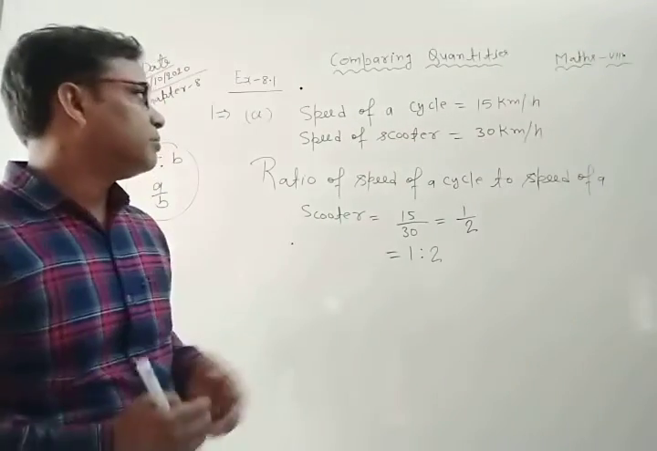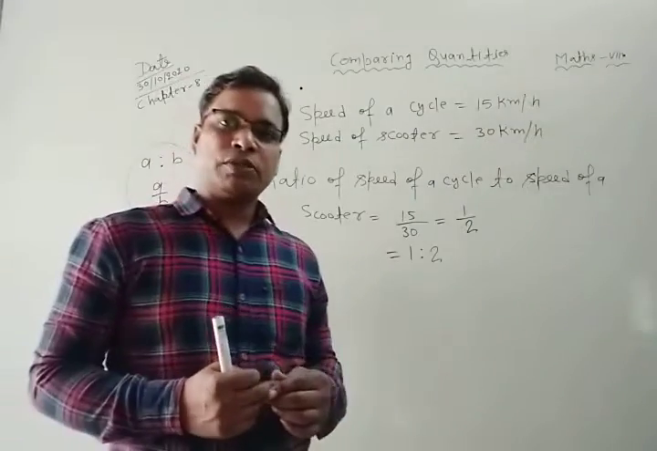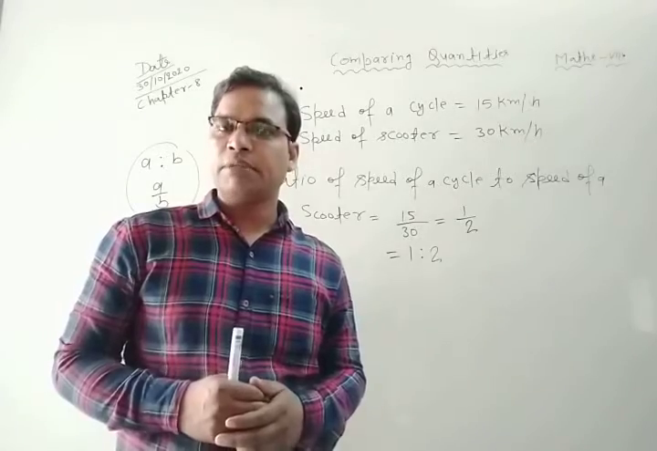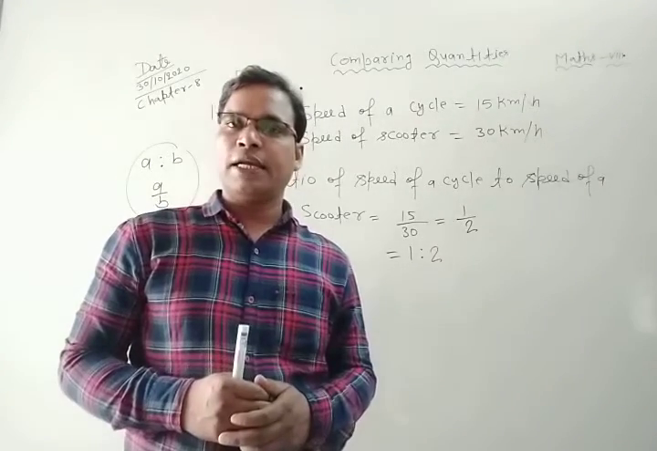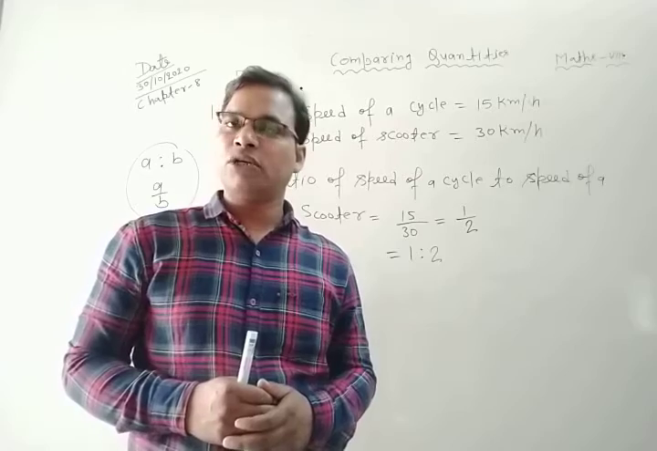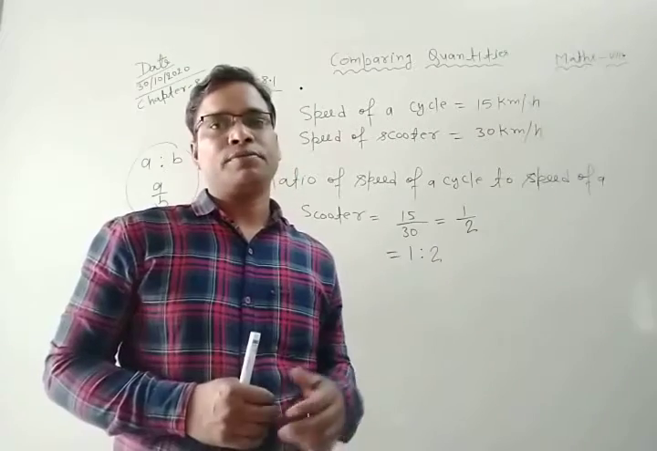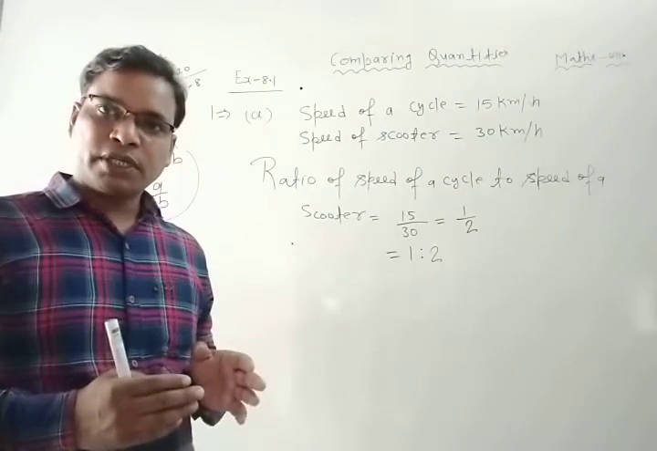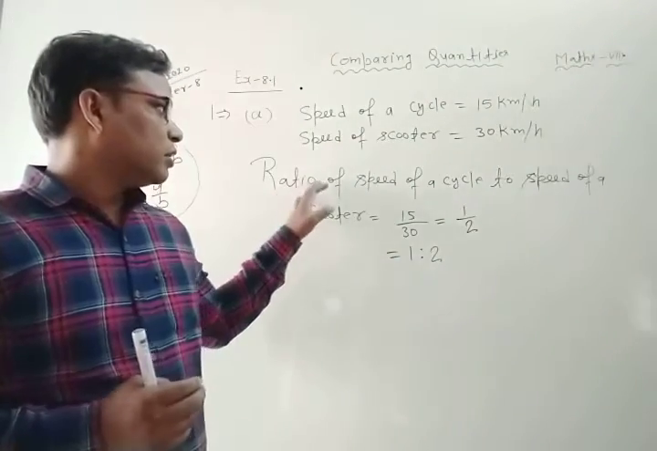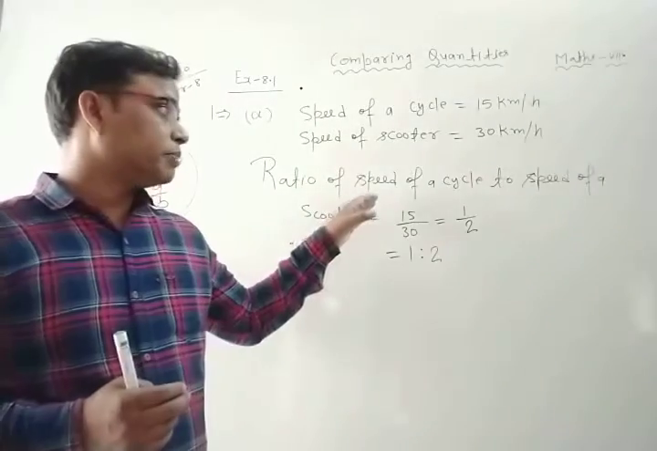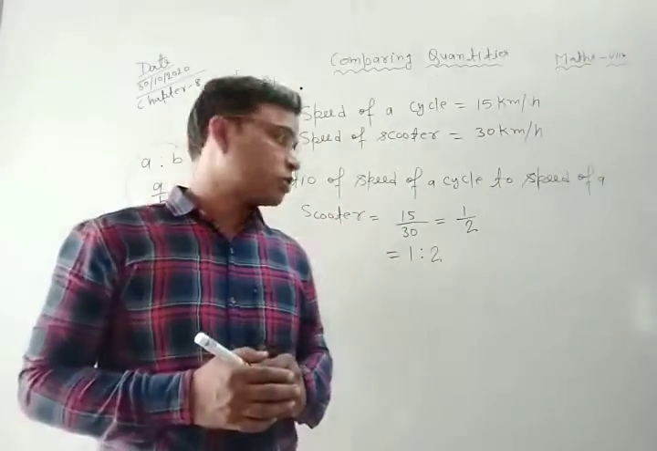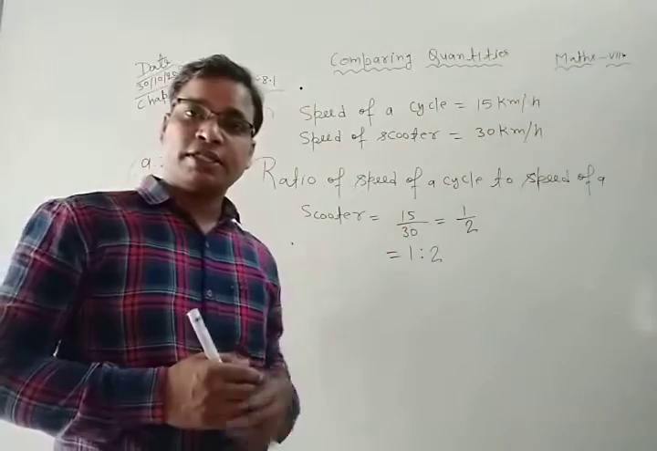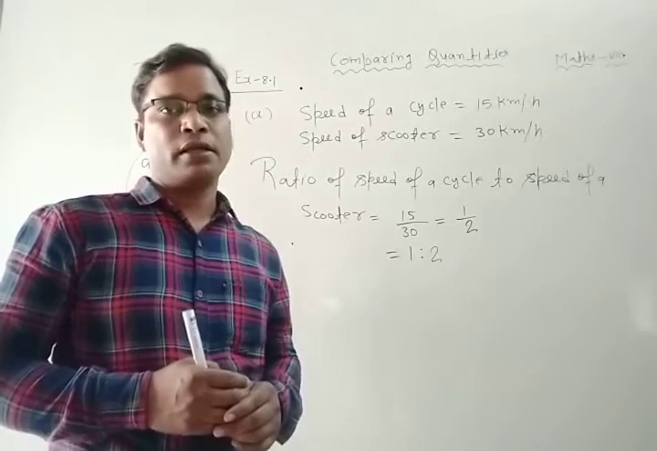So we find here the speed of a cycle to speed of a scooter is 1 ratio 2. The speed of cycle and the speed of scooter are given as 15 km per hour and 30 km per hour. So ratio of speed of a cycle to speed of scooter is equal to 15 by 30. This is equal to 1 by 2, or you can say their ratio will be 1 ratio 2.